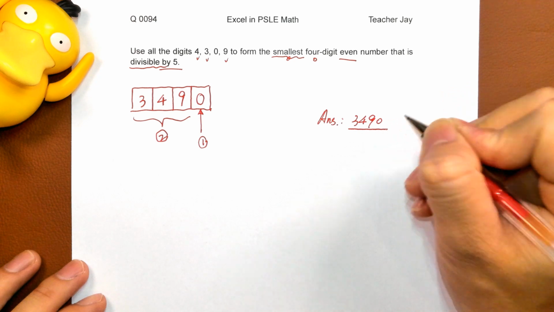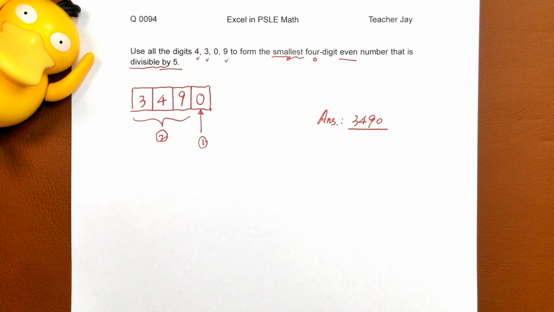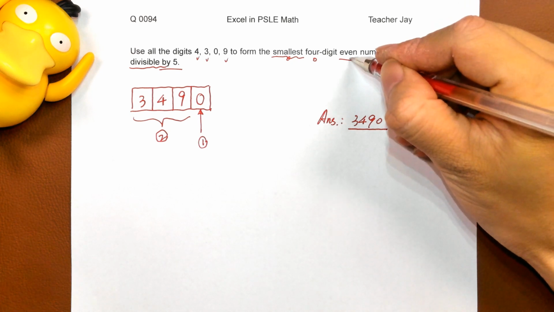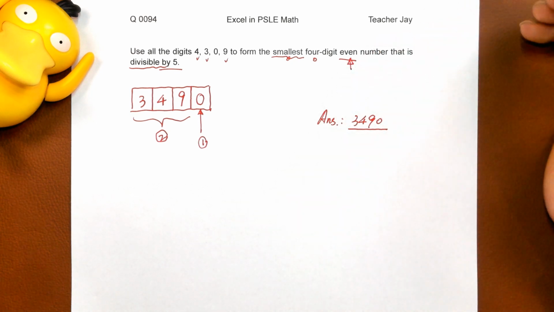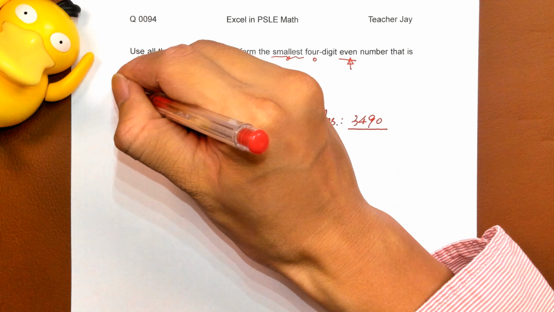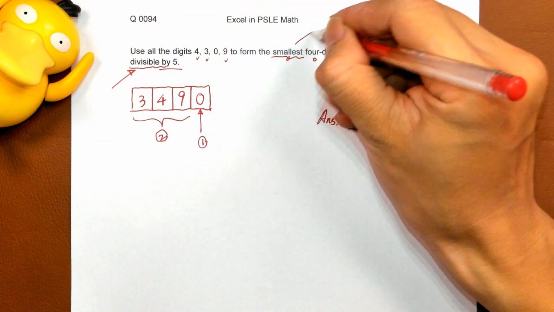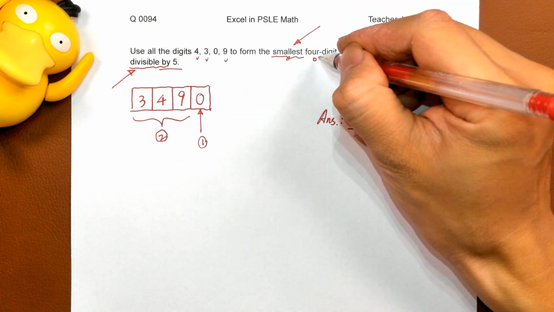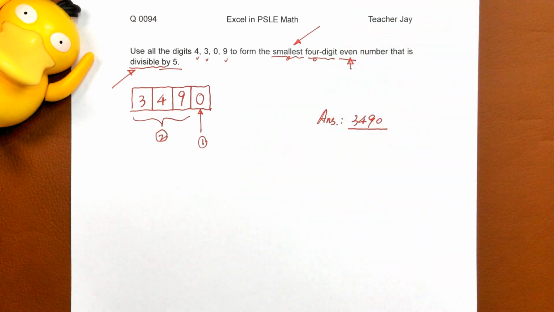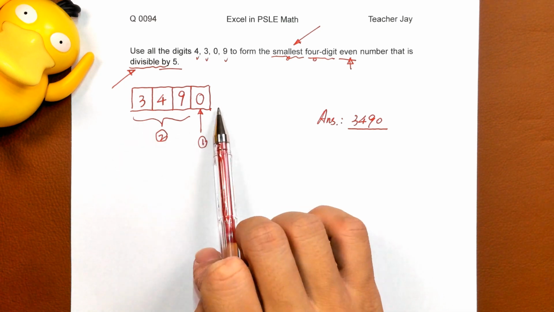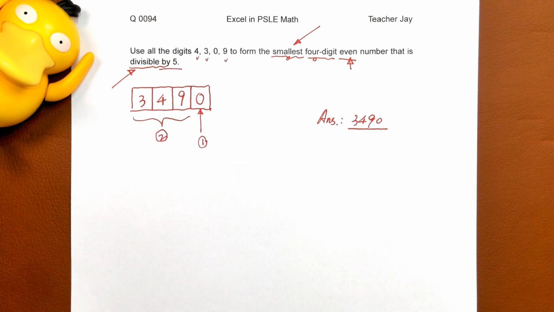Okay, and the final answer will be 3,490. OK, this is our question. This question mainly involves what an even number is, and when a number is divisible by 5, and smallest, of course. A 4-digit number may not start with 0, so of course our 0 cannot be placed in the thousands place, right? Okay, and that is all for this question.